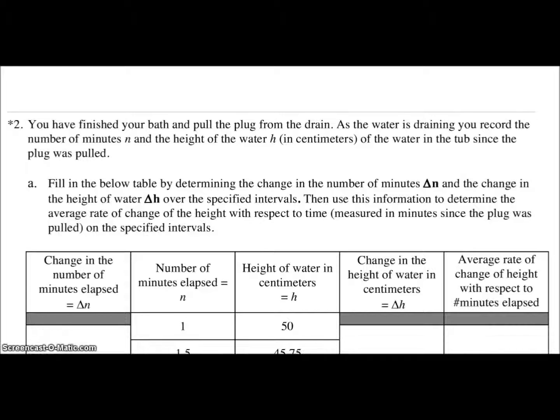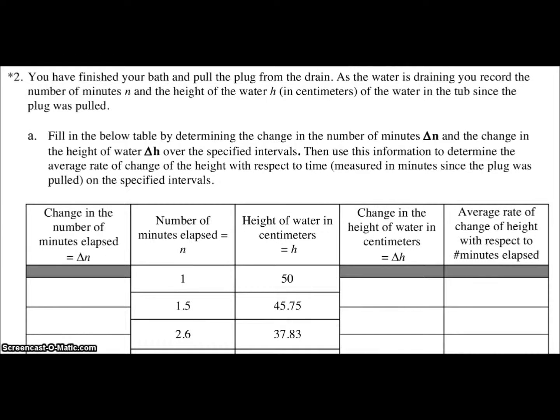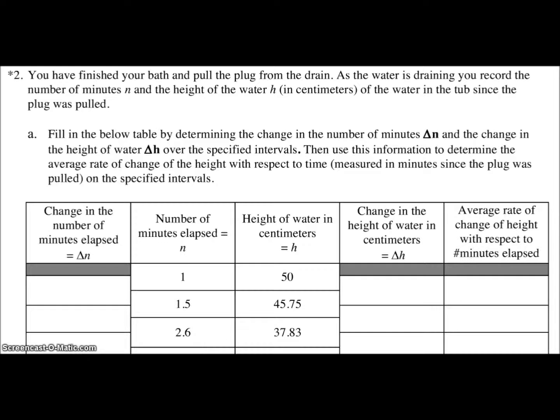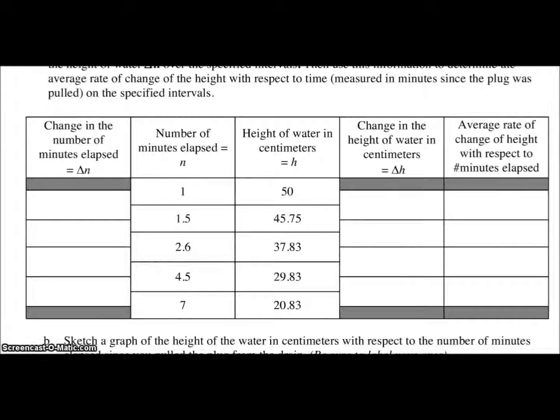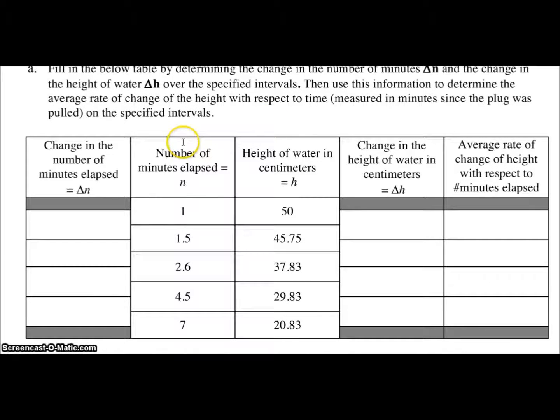Number 2: you have finished your bath and pulled the plug from the drain. As the water is draining, you record the number of minutes N and the height of the water H in centimeters since the plug was pulled. Fill in the table by determining the change in the number of minutes, delta N, and the change in the height of water, delta H, over specified intervals. Then use this information to determine the average rate of change of the height with respect to time, measured in minutes since the plug was pulled, on the specified intervals.